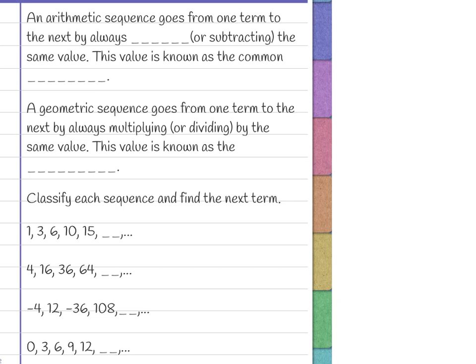All right. So now we have an arithmetic sequence. We're going to be learning about how to identify arithmetic sequences from geometric sequences. So an arithmetic sequence goes from one term to the next by always adding or subtracting the same value. This value is known as the common difference. A geometric sequence goes from one term to the next by always multiplying or dividing by the same value. This value is known as the common ratio.